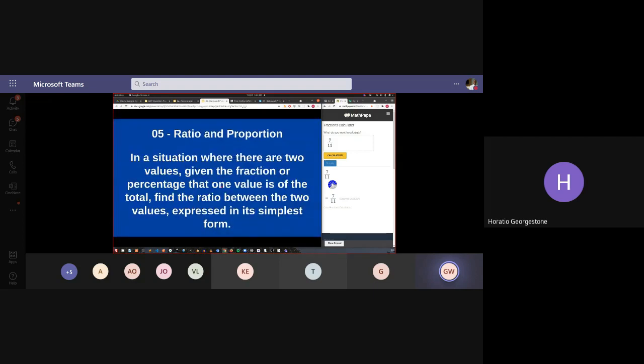So now this one sounds similar, but it's actually different. This is the other way around. In a situation where there are two values, given the fractional percentage that one value is of the total, find the ratio between the two values expressed in its simplest form. We've got about 2 minutes, so I'll see if I can go through one of these.